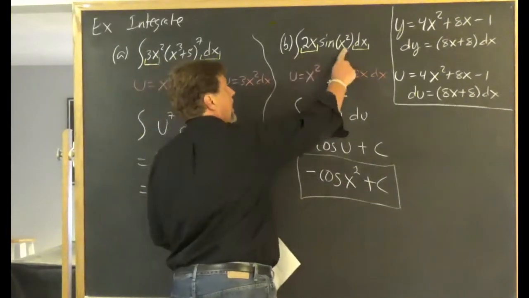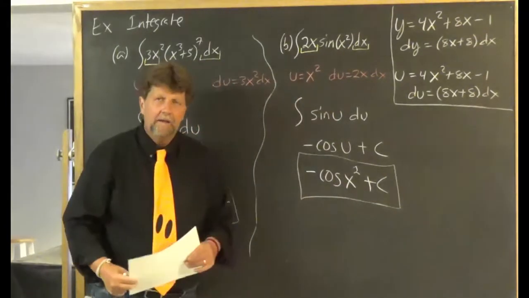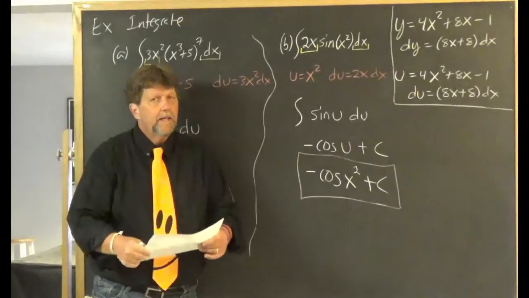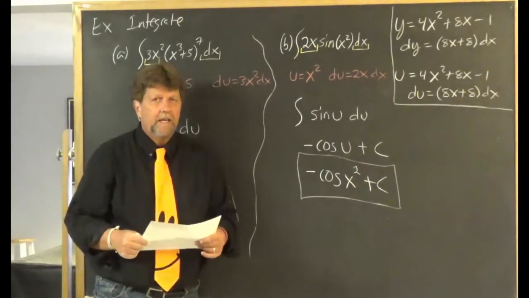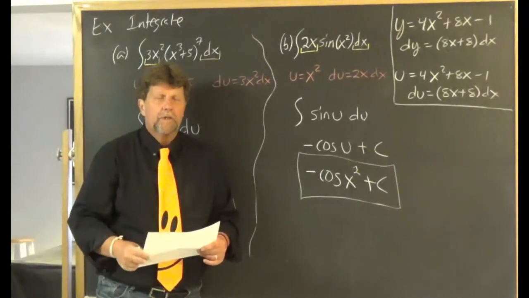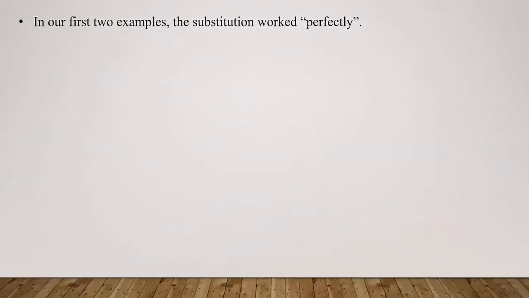Differentiate it, and I better get the original integrand back. So let's head back to the slides and see what we're going to do next with this U substitution. All right, folks, we couldn't help but notice that in those two examples I just did on the chalkboard, the substitution worked perfectly. And what I mean by that is when we determined our du, the du was perfectly equal to what was left over in the integrand.